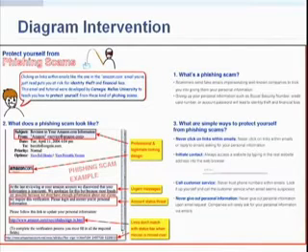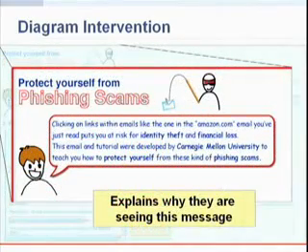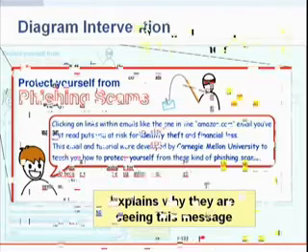So this is one of our designs right now. We call this the diagram intervention. I personally call this the rationalistic design. This is probably something that any computer scientist would design off the bat because it's very rationalistic. Okay, in the top left, it tells you, protect yourself from phishing scams. This is from Carnegie Mellon University, and you just fell for one of these scams, and this tries to explain to you how not to fall for them again.